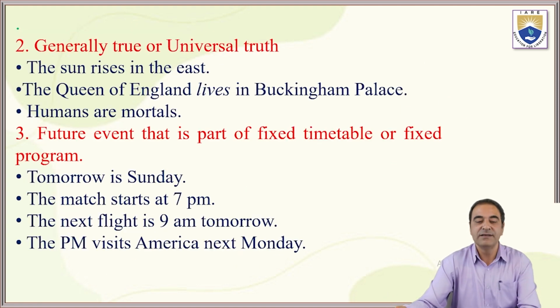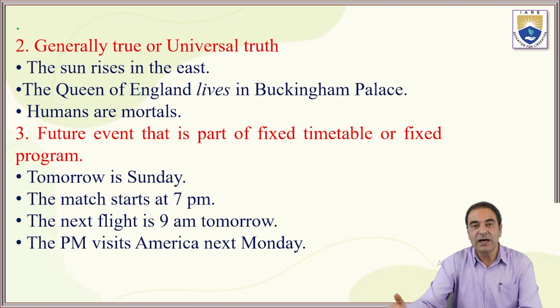Now, the second one is, we use simple present tense to express general or universal truth. Now, what's this universal truth? Universal truth means something which is acknowledged by the whole world, or something which is accepted by the whole world, or something which is a fact that no one can deny, which we accept readily, something which we acknowledge, which we accept, or which we can't deny, is a universal fact or universal truth.